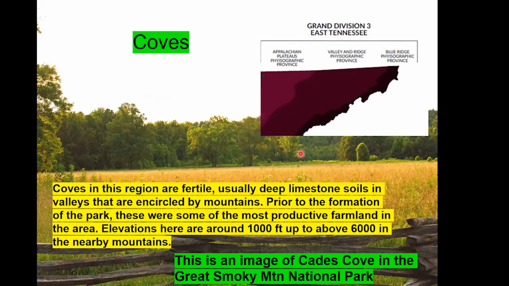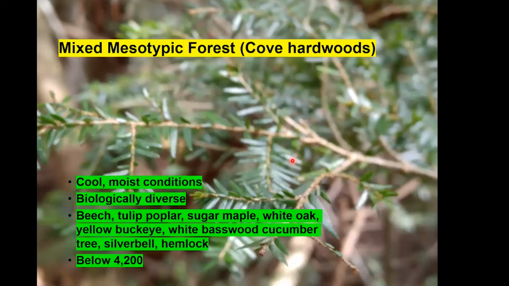So it was just a beautiful place to go. And that's where all these tiny little farms still are. There's mixed hardwoods in these cove areas. Mixed meaning there's beech, poplar, sugar maple, white oak, buckeye, basswood, cucumber tree, silver bell, hemlock. This is below 4,200 feet. So you can often see certain trees above or below a certain elevation, which also gets back to those soils and the topography we talked about in the first part of this talk.